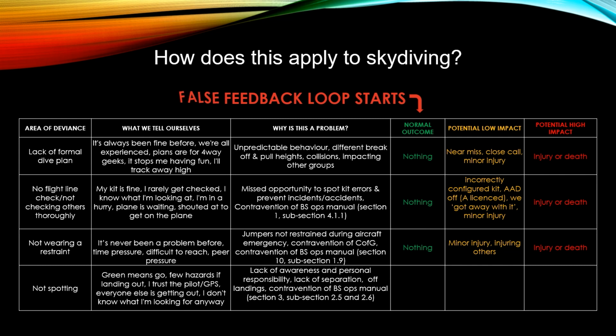Normal impact, nothing. False feedback loop, false starts. Feedback loop starts, yeah. Potential low impact: off landing, hindering the operation. You have to shut down while the drop zone comes to look for you, whatever. Minor injury, maybe twist your ankle because you landed in a rutted field because you didn't check the spot.